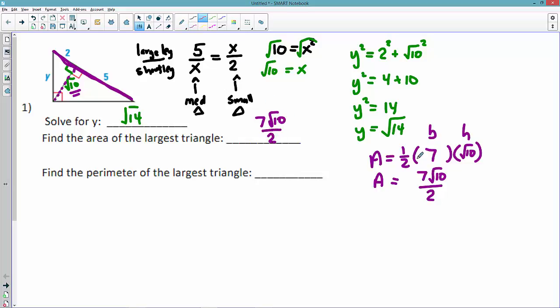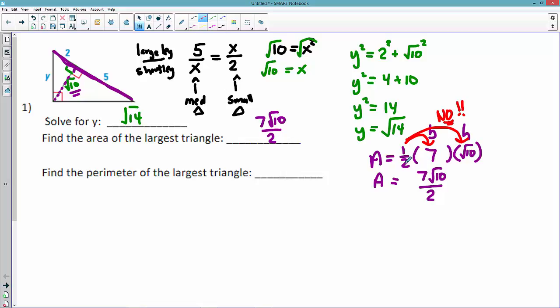Some common mistakes here. A lot of kids tend to think that if I have the 1/2 and 2 sets of parentheses, that I should distribute that. No, that's not the way it works, okay? There's no plus signs in here. You only multiply one of the numbers by 1/2.